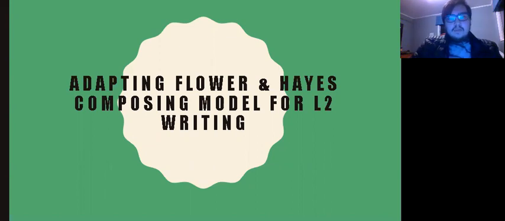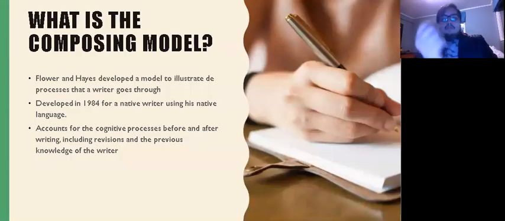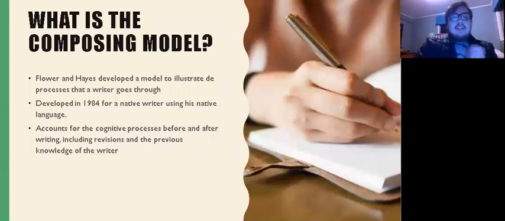First, what is the composing model? Flower and Hayes developed a model to illustrate the different processes that a writer goes through. It was developed in 1984 for native writers that used their native language. It accounts for the different cognitive processes that we go through either before, during, or after writing, including revisions, previous knowledge, and everything in between.